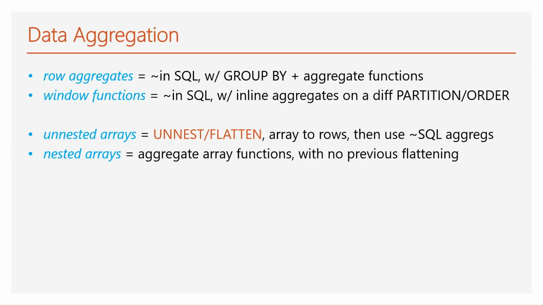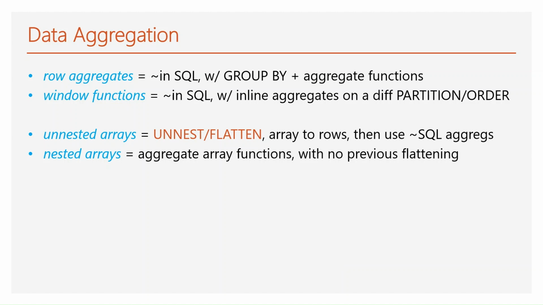For data aggregation, we've seen several use cases already. We've seen that on raw aggregates, they are similar to SQL, and you can apply group by and aggregate functions directly. We're talking about typical aggregate functions, sum, average, not other specialized functions. We looked at window functions, and just like in SQL, you have inline aggregates, but on a different partition or sort order. We looked at unnested arrays, and we've seen that you can call unnest or flatten to transform an array to rows, or to result entries. Then you use aggregates very similar to the ones you have in SQL, like average, sum, and so on.